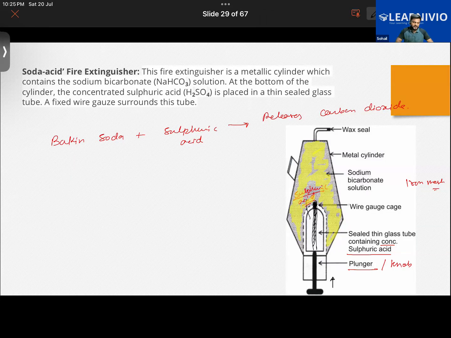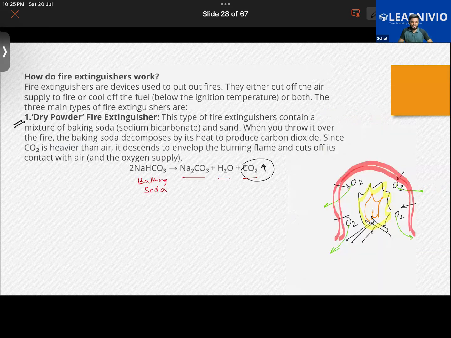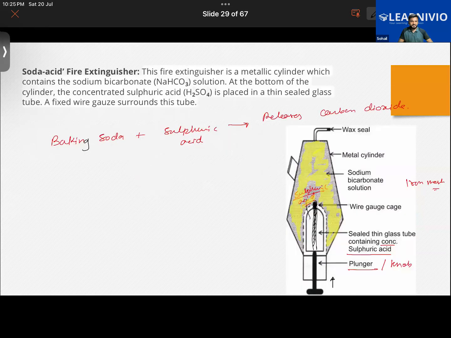So as a result of the reaction between baking soda and sulfuric acid, carbon dioxide gas will be liberated. And just know about the functioning of carbon dioxide gas, how it basically works. It is heavier than air and it will displace the air, thereby cutting off the supply of air. So hope you guys have understood this.